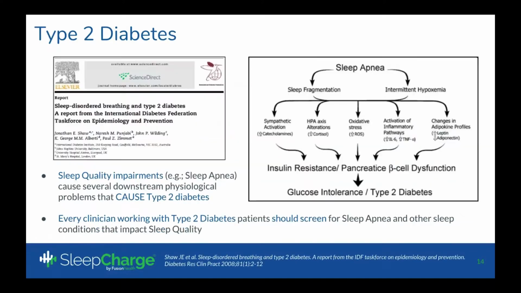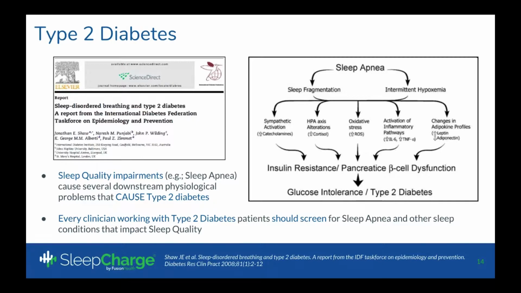So these experiments are very basic and work directly into the physiology. This is data that we've had for a number of years. And so large organizational bodies that control endocrinologists and help educate the medical field, one being the International Diabetes Association, came up with a statement in 2008 and published it in their own journal to endocrinologists, saying that sleep disordered breathing, or sleep apnea, just one of the major quality interruptions of sleep, is a major cause of type 2 diabetes. So much so that they made the declaration that every clinician working with type 2 diabetes patients should be screening them for sleep apnea, as well as other sleep conditions that impact sleep quality.